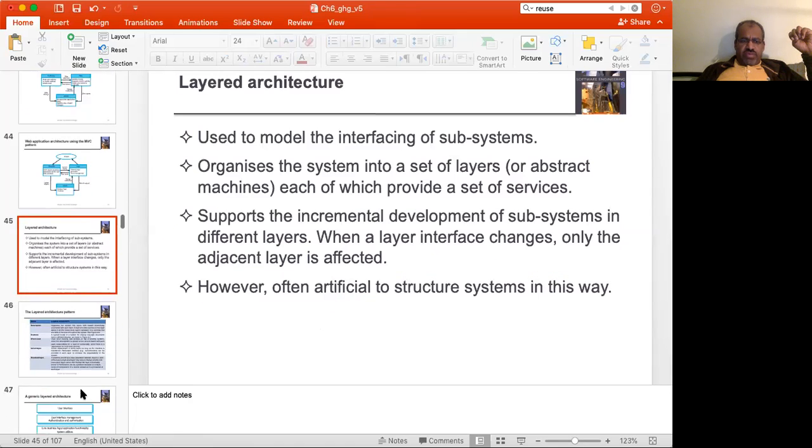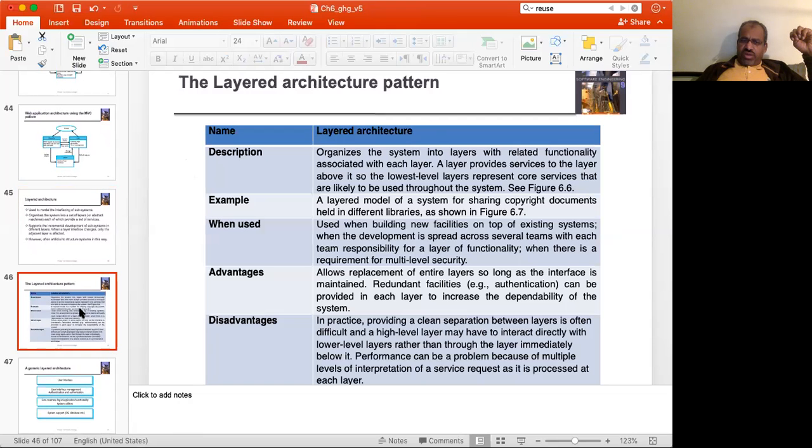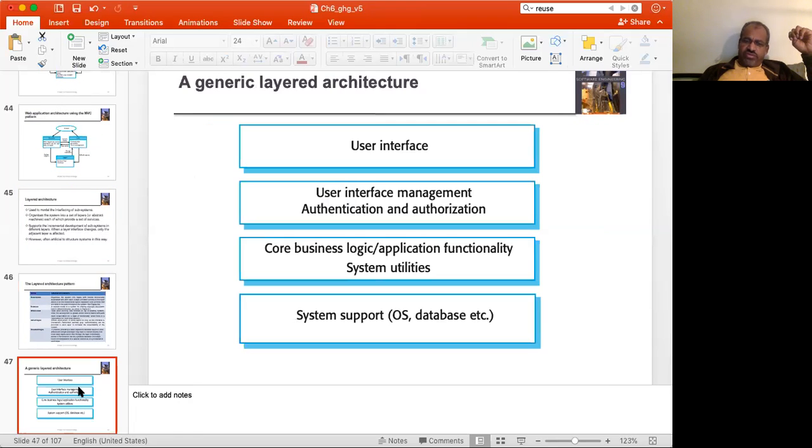One famous pattern as well. There's a description here, which I'll leave you to read, but let's look straight at the representation again. Here, a generic layered software architecture. We're keeping the user interface separate from the user-related controls and interface management, authentication, authorization and feedback. And the core business logic is separate from the underlying technologies, including the databases here as well.